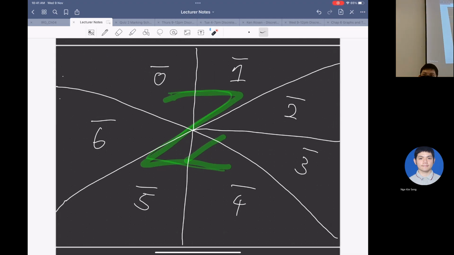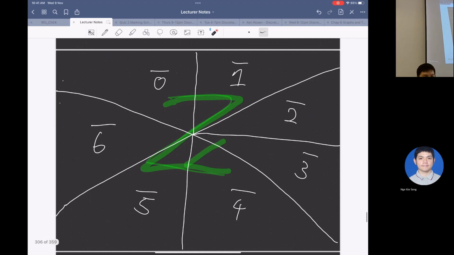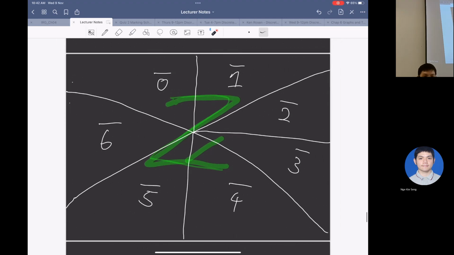Again, everyone should get this idea: an equivalence class partitions a set. If you cannot get it, you should ask now, because later the concept will be based on this.